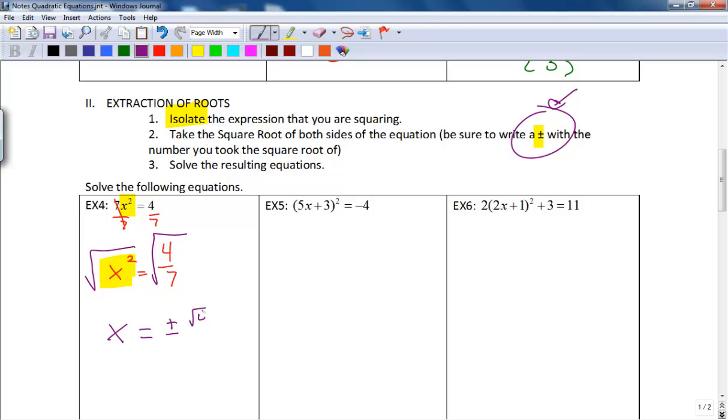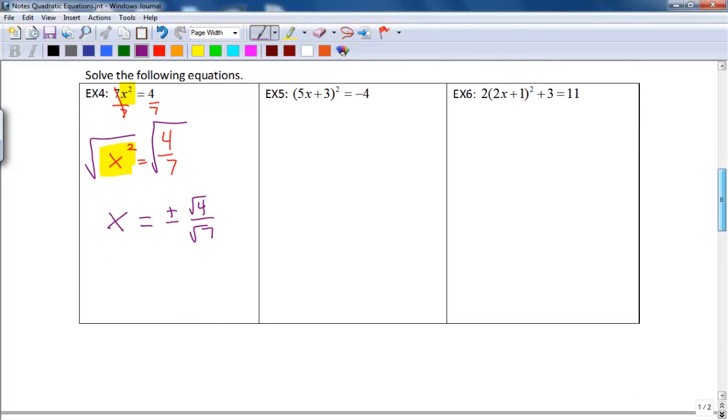So that's really the square root of 4 over the square root of 7. Let's clean this up because you really don't want to leave a radical in your denominator. So first off, can I simplify either the square root of 4 or the square root of 7? I can. The square root of 4 is 2, so I currently have 2 over the square root of 7. But again, I need to rationalize the denominator. I don't want a radical in the denominator.